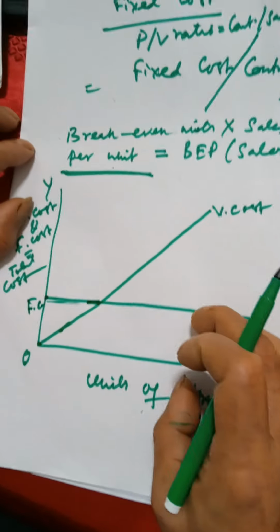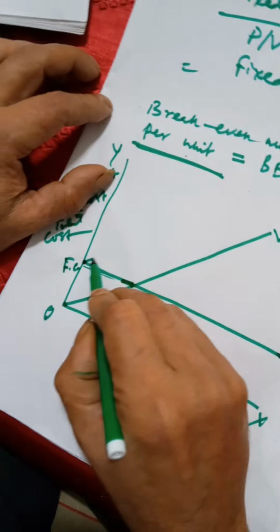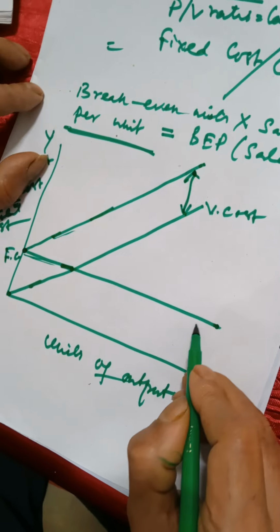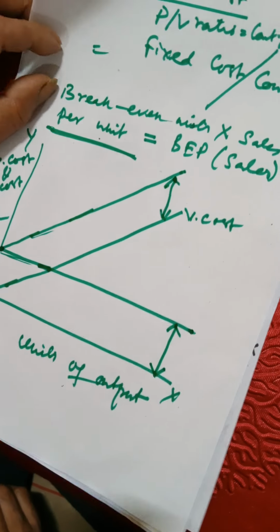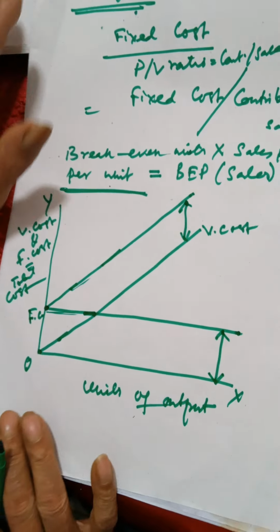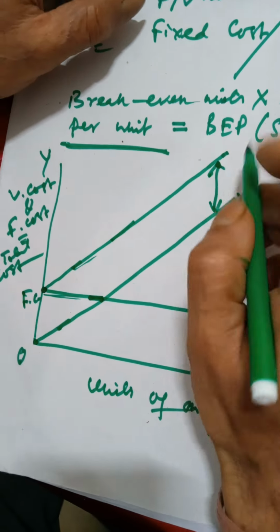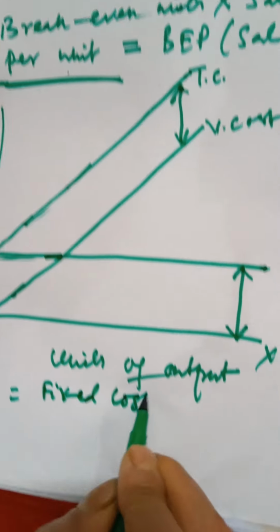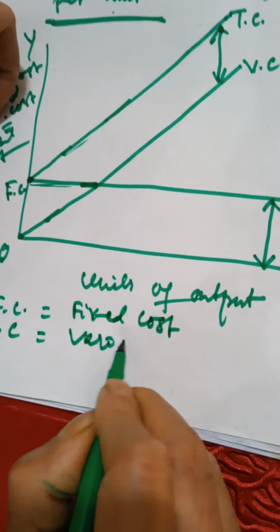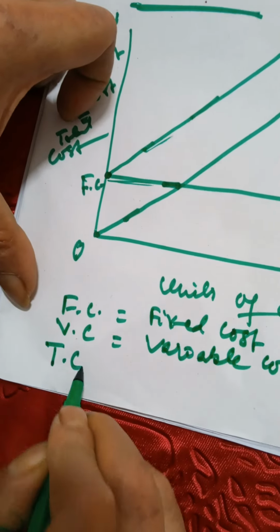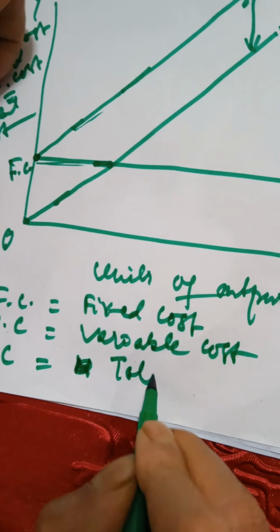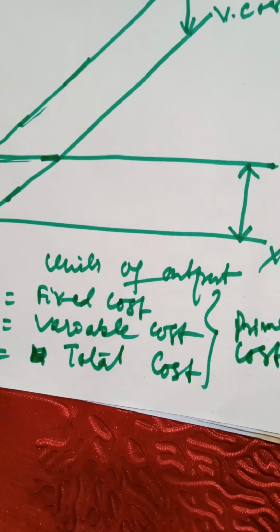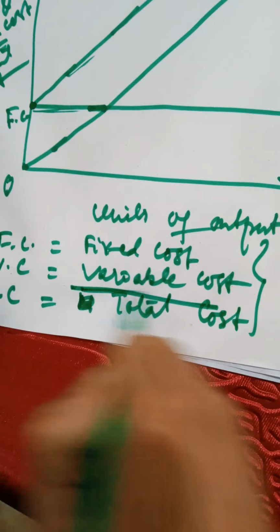Now, if we add fixed cost with variable cost, we get total cost curve. Remember, this length is equal to this length. Once again, I am telling you the graphs are not drawn up to scale. So this is fixed cost, this is variable cost, and this is total cost. FC equals fixed cost, VC equals variable cost, and TC equals total cost. These three make prime cost. Sorry. These two make total cost.